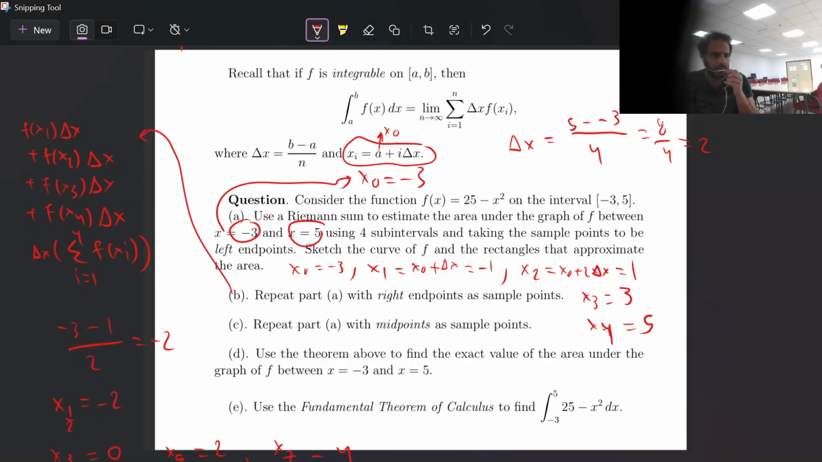Then you calculate the image at each point. You find f of -2, f of 0, f of 2, and you multiply them by delta x, and you get the area using midpoint, okay? Now part D, use the theorem above to find the exact value of the area. I think we will continue next time, right? We will solve this again, because we didn't solve the whole thing.